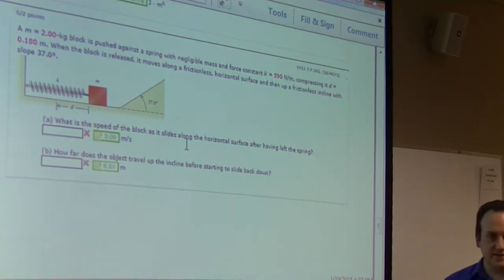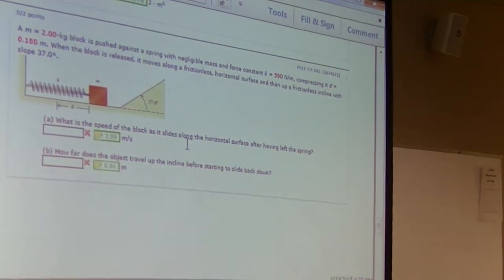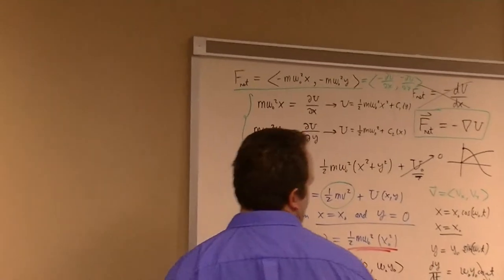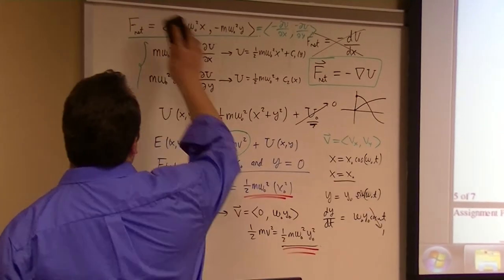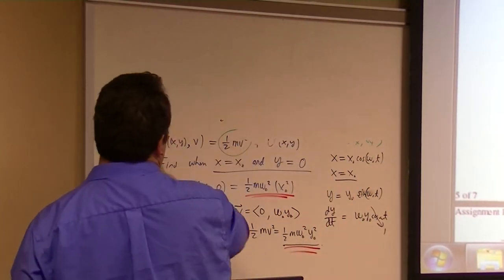This is a really nice problem. It's got lots in it. It has all my favorite topics. Problem's got it all. It really does. It's terrifying.